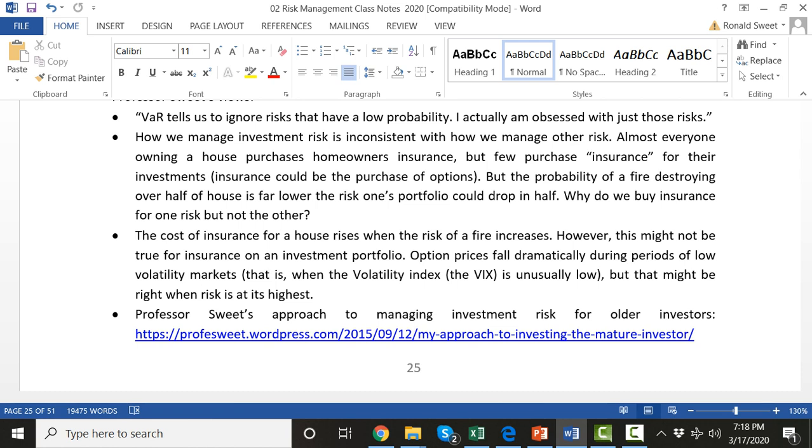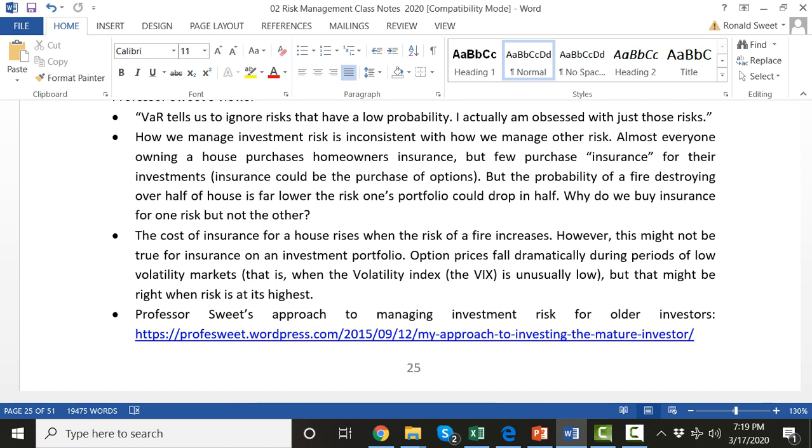So when we think about insurance, the cost of insurance rises when the risk of fire increases. If you're in California, and there's a major fire a few miles from your house and you don't have homeowners insurance, and you call State Farm or Allstate and say, I need homeowners insurance, first of all, there's going to be a 30-day waiting period. But secondly, they're probably going to charge you a whole lot more because the risk of fire is so great.